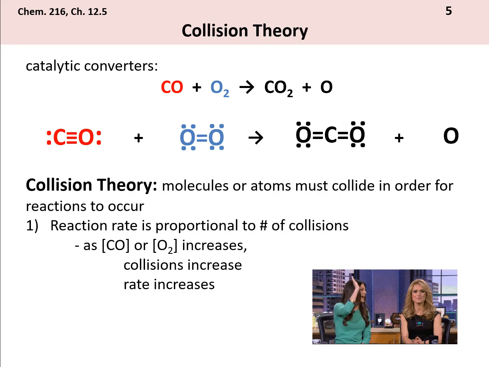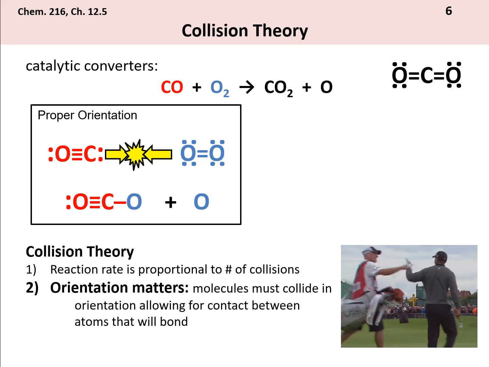And it's kind of like this stupid GIF at the bottom, right? If the girl in the black dress is not going to high five, there's not going to be a high five, right? You need to actually collide hands for that high five to occur. All right, the second tenet of collision theory is that orientation matters.